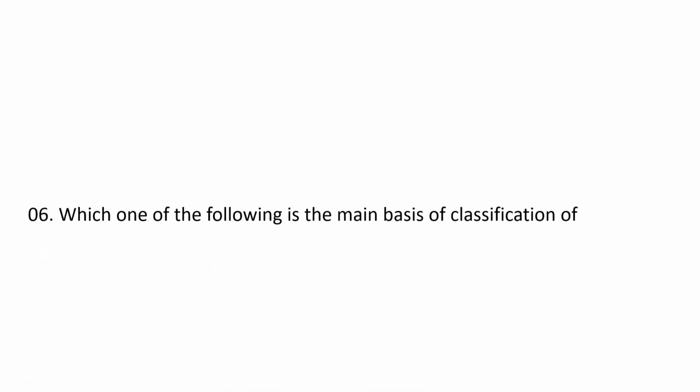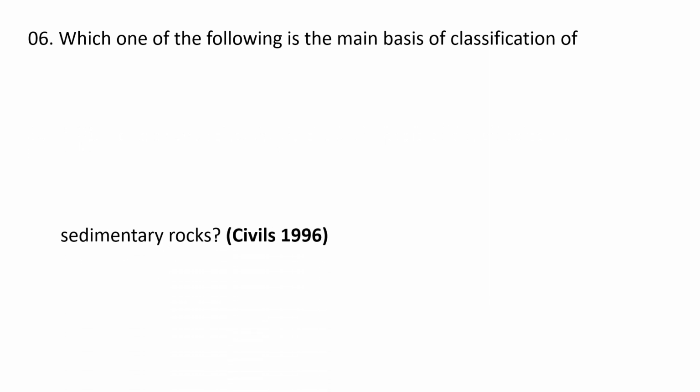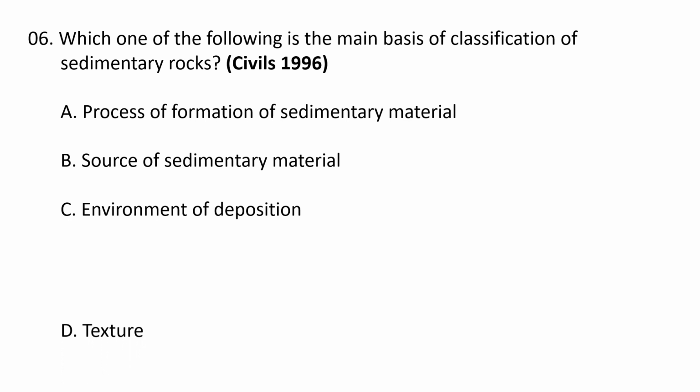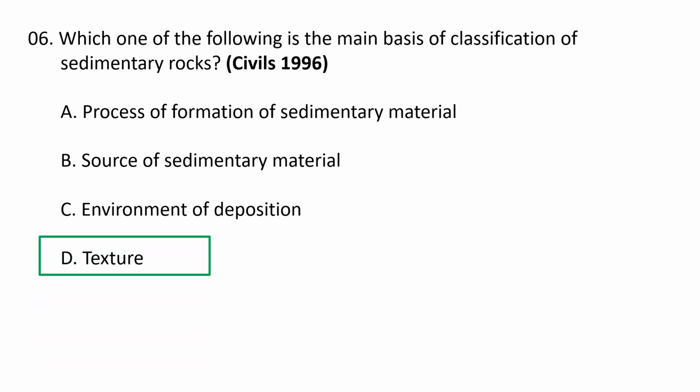Next question. Which one of the following is the main basis of classification of sedimentary rocks? A. Process of formation of sedimentary material, B. Source of sedimentary material, C. Environment of deposition, D. Texture. So the correct answer is D. Texture. It is the main basis of classification of sedimentary rocks.